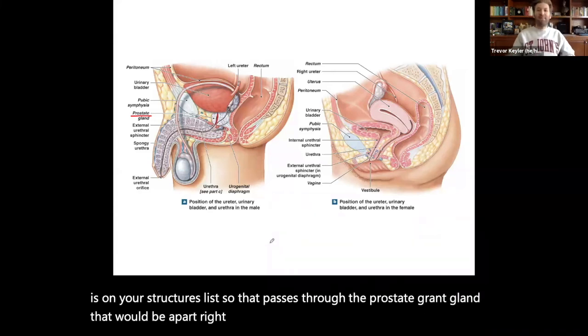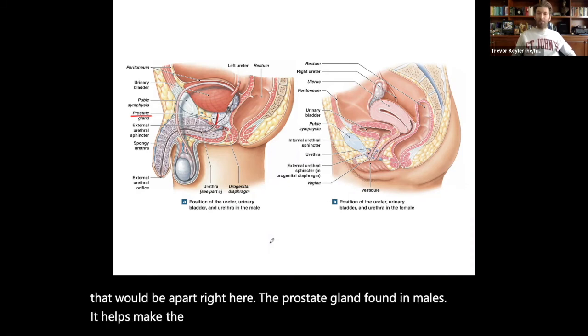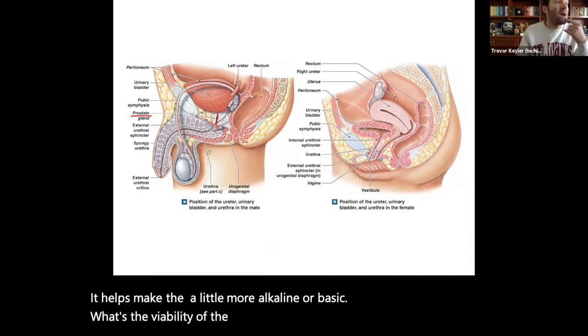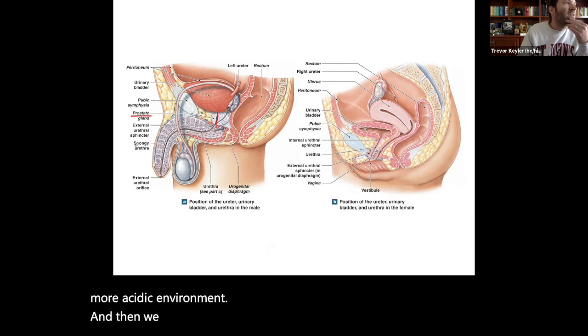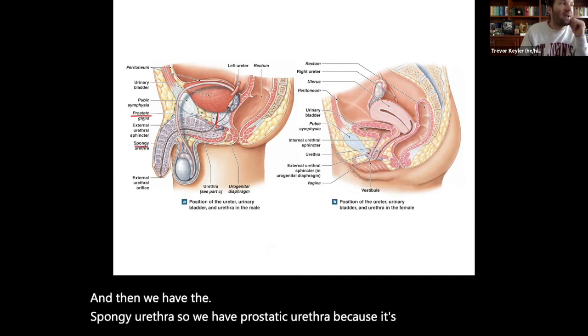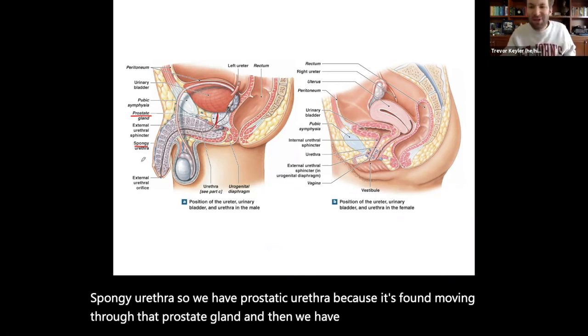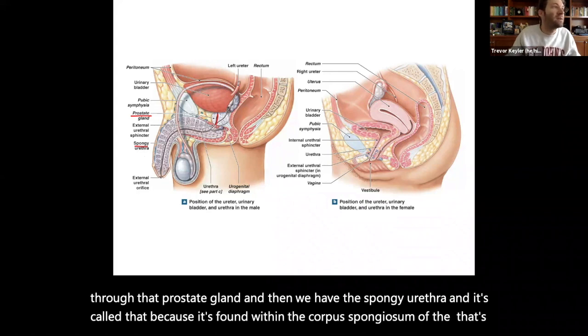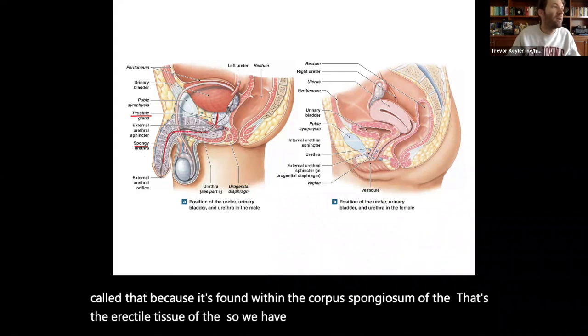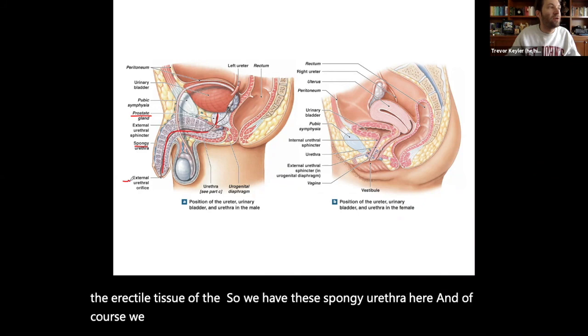The prostate gland, found in males, helps make the semen a little more alkaline, or basic. Okay? That helps the viability of the sperm when it moves into the vagina, which is a more acidic environment. And then we have the spongy urethra. So we have the prostatic urethra because it's found moving through that prostate gland. And then we have the spongy urethra. It's called that because it's found within the corpus spongiosum of the penis. That's the erectile tissue of the penis. So we have the spongy urethra here. And then, of course, we have our external urethral orifice where that urine would exit the body.